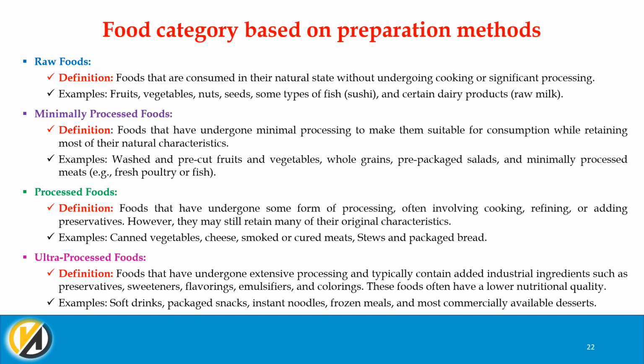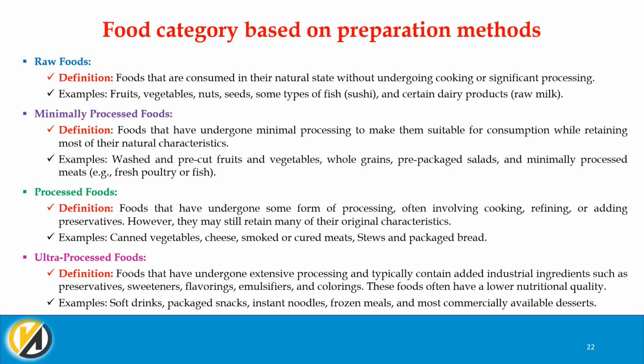So having said that, let's categorize food based on preparation methods. Raw food. Raw foods are consumed in their natural states without undergoing any kind of cooking or significant processing. Examples: fruits, vegetables, nuts, seeds, some types of fish such as sushi, and certain dairy products such as raw milk can be consumed raw. In some traditions, for example in Ethiopia, in Russia, and in some parts of the world, raw meats or raw beef are consumed.